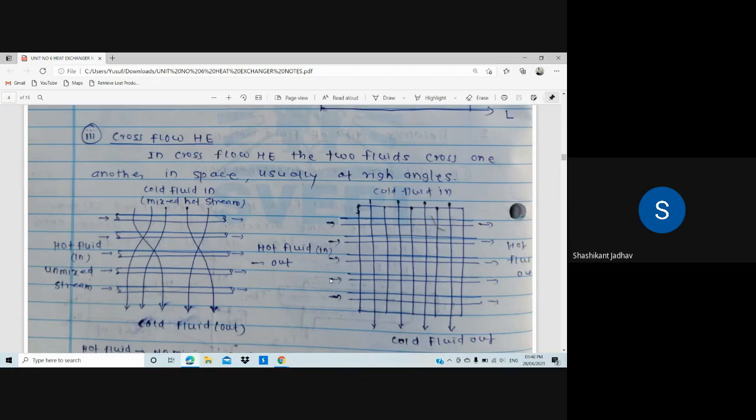Okay, so in the first diagram the cold fluid is in a zigzag manner, what is the meaning of that? Mixed hot streams are there. And in the second case there are no mixed hot streams. So the first case is the example for the cooling unit of the refrigeration system, and the second is the example for the automobile radiator. So all of you complete both diagrams and write down the information which is written below the diagram.